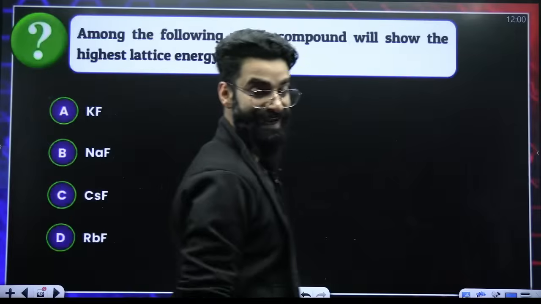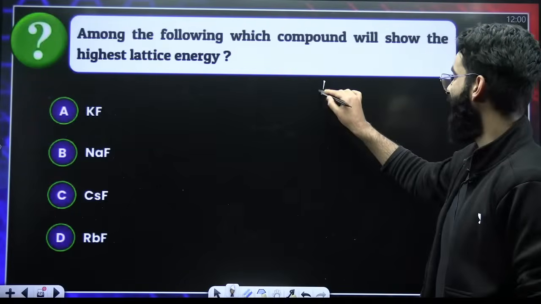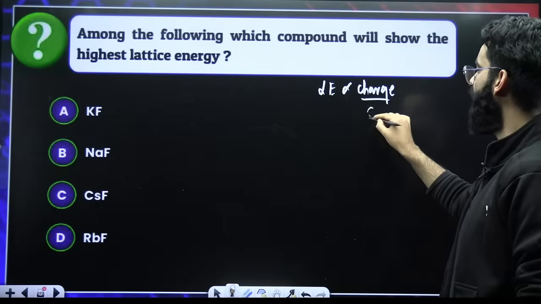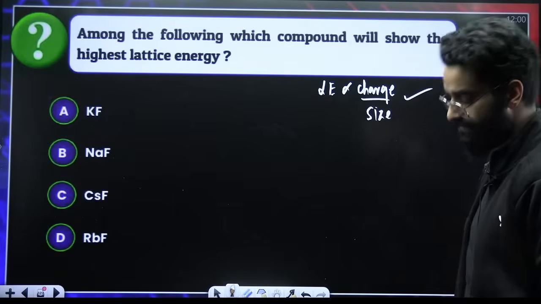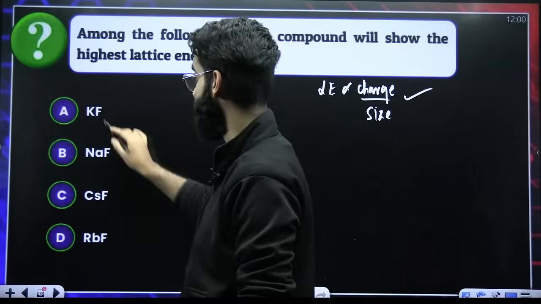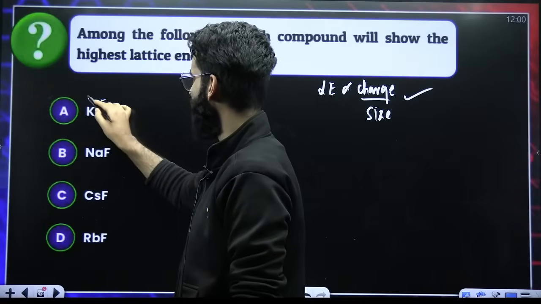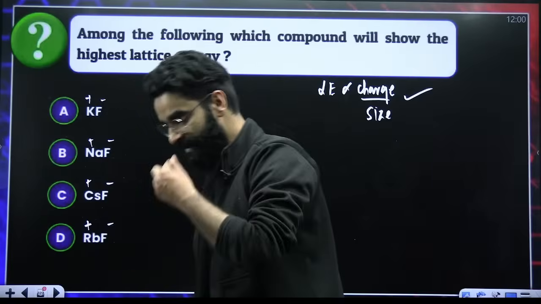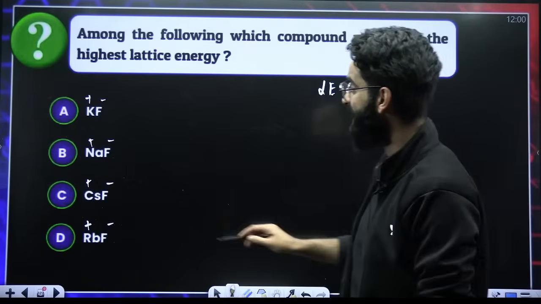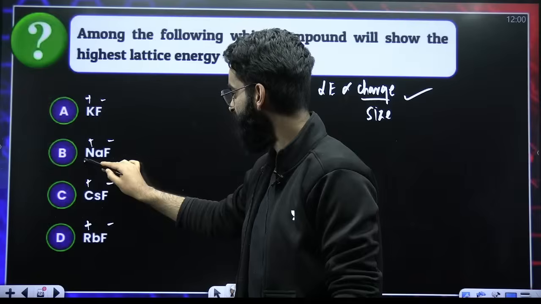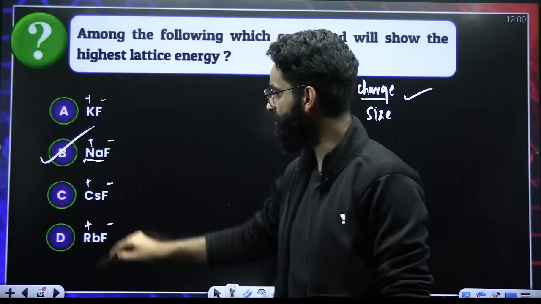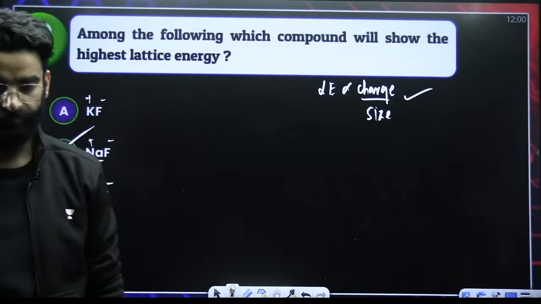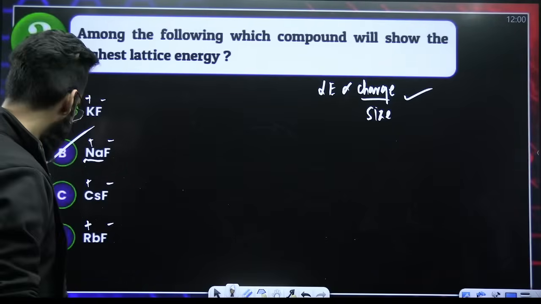Which of the following has highest lattice energy? If you remember, yesterday I told you: directly proportional to charge, inversely proportional to size. Charge everywhere is the same. F negative, K positive; F negative, Na positive. Now decide on the basis of size. Lesser the size of cation, more the lattice energy. Na positive has got the lesser size among all these cations, so maximum lattice energy.